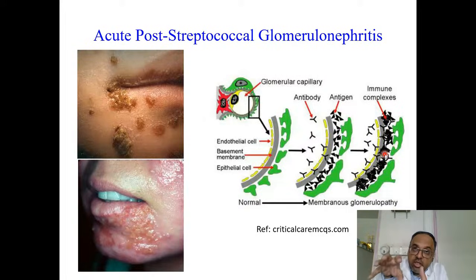But because they are stuck there, they cannot perform an efficient removal of the antigen-antibody complex. So they release the toxic granules that they have inside them, and it will lead to inflammation in glomeruli. It's called glomerulonephritis. And because it happens after a streptococcal infection and it happens relatively fast, it's called post-streptococcal glomerulonephritis, or PSGN.